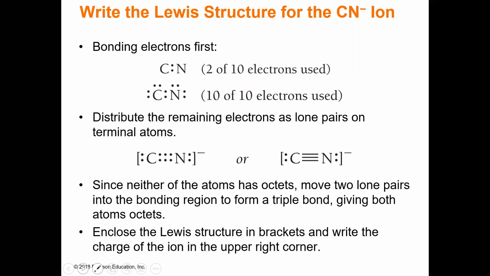The next thing we do is we draw the single bond between our 2 atoms first. We see that we've only used up 2 of our 10 valence electrons. The next thing we do is we try to make an octet around our terminal atoms. In this case, both of them can be thought of as terminal atoms. But if we use up all 10 electrons, we see that neither one of our atoms have an octet.